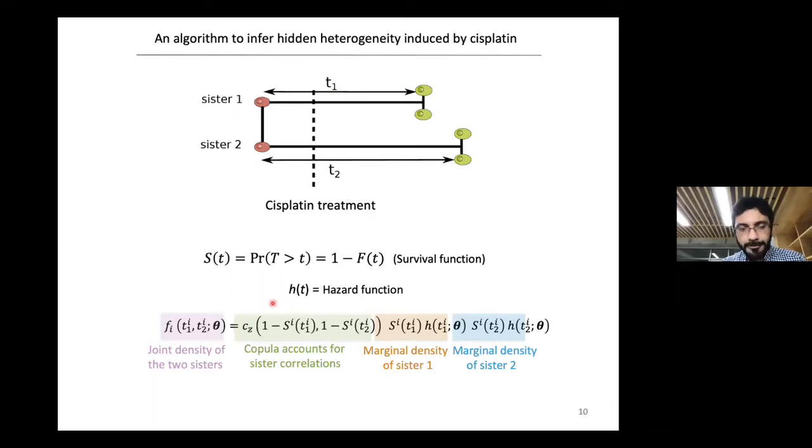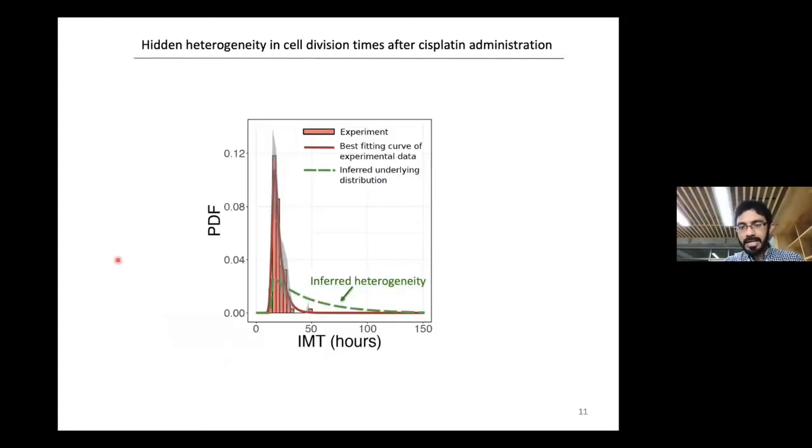After writing down this joint density of just two sisters, I describe the entire data set as a product over sisters. That gives me a likelihood function, and then you can do some kind of Markov chain Monte Carlo to infer what these theta values are. And the results are shown over here.